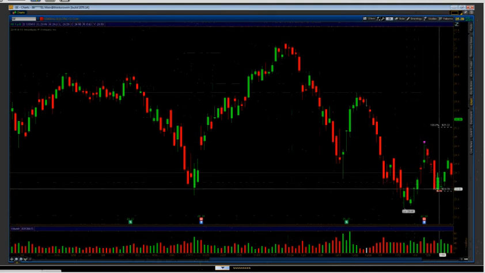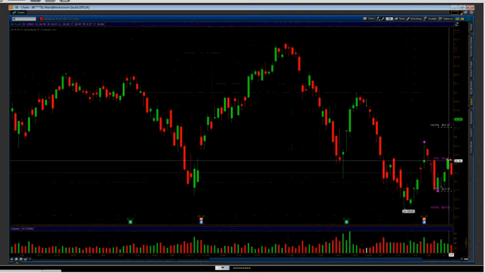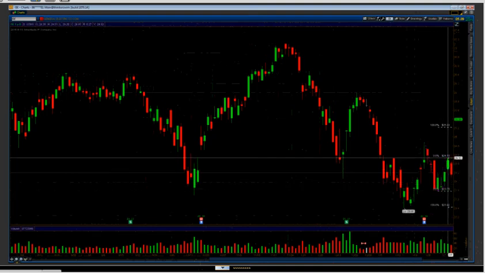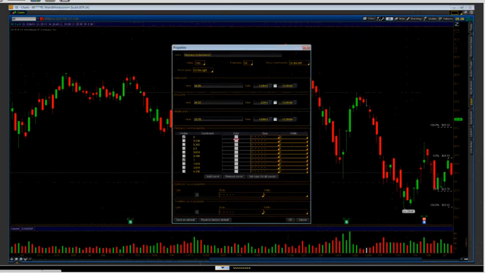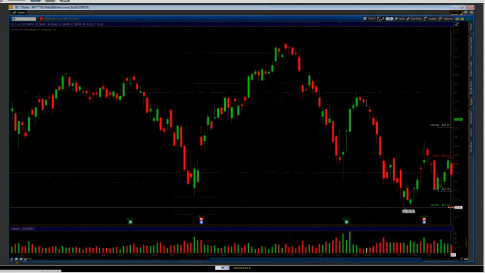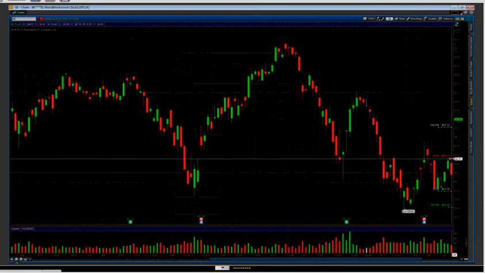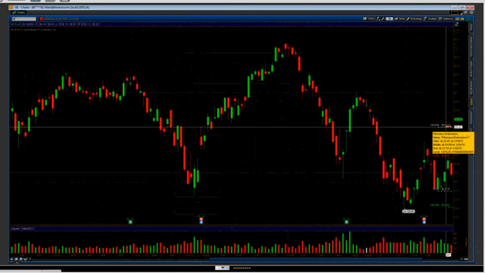So what you could do is kind of play both sides. Now I'm going to color these kind of weird here, but in conjunction with what we've been talking about, the 100% line, I'm making it green, that's my target. The 0 line, I'm making it red, that's my stop.